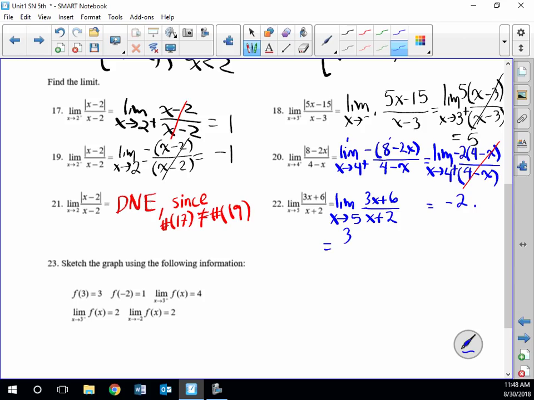So if I plug in 5, there is no issue here. So we get 21 over 7, or 3.